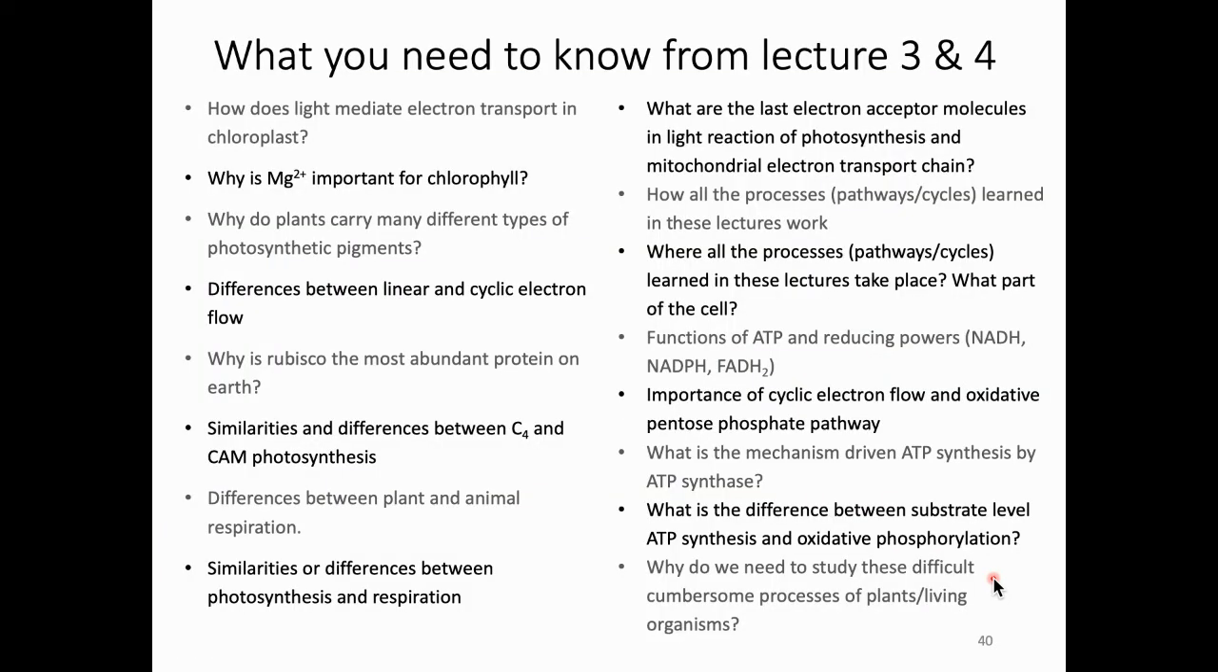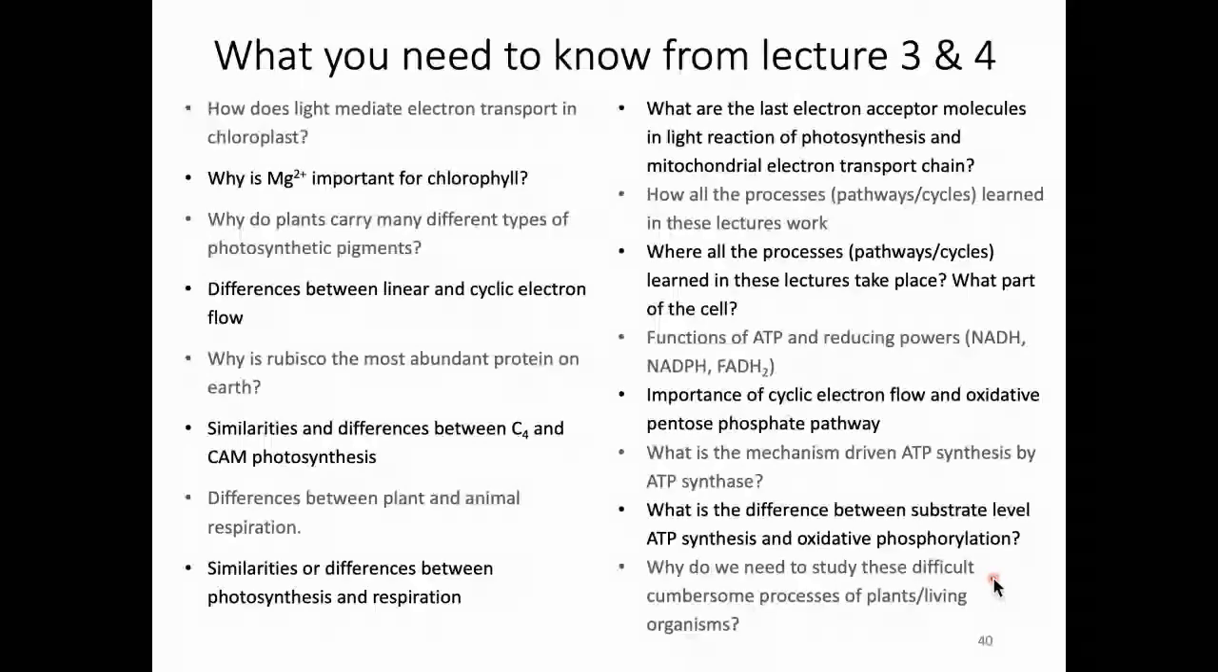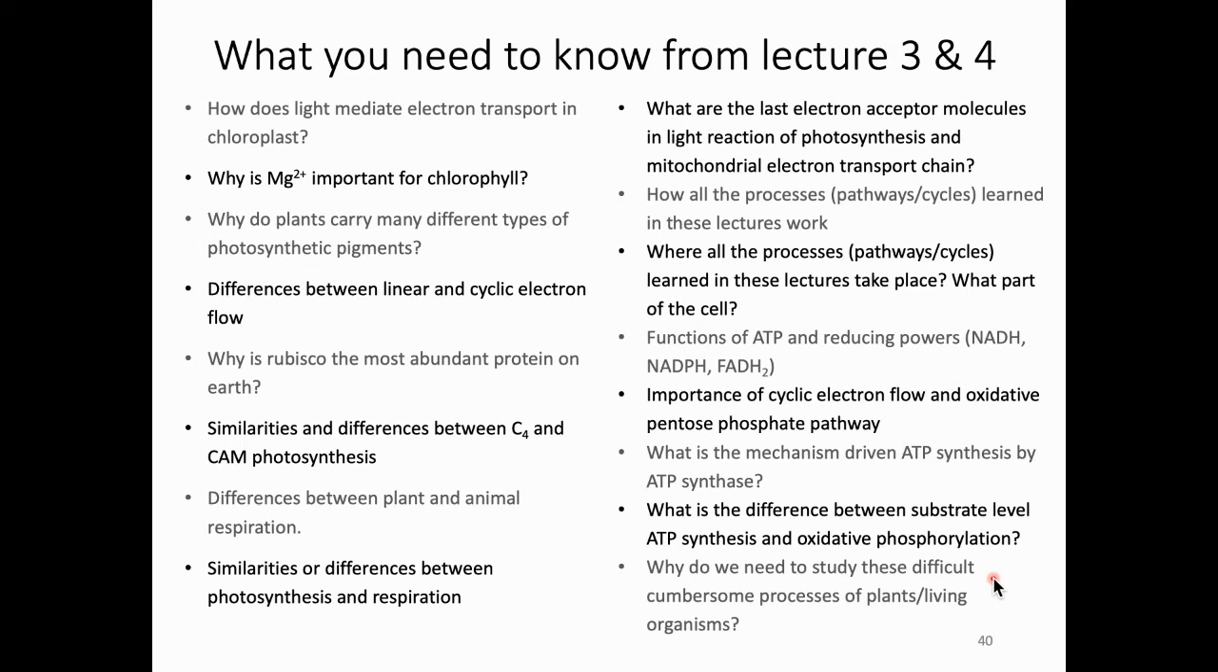Here I have some questions for you guys from lecture 3 photosynthesis and lecture 4 respiration to think about to prepare for exams. So the first one is, how does the plant mediate electron transport in the chloroplast? Why is magnesium important for chlorophyll? Why do plants carry many types of photosynthetic pigments? Differences between linear and cyclic electron flow in chloroplasts. Why Rubisco is the most important protein on Earth. Similarity and differences between C4 and CAM photosynthesis.